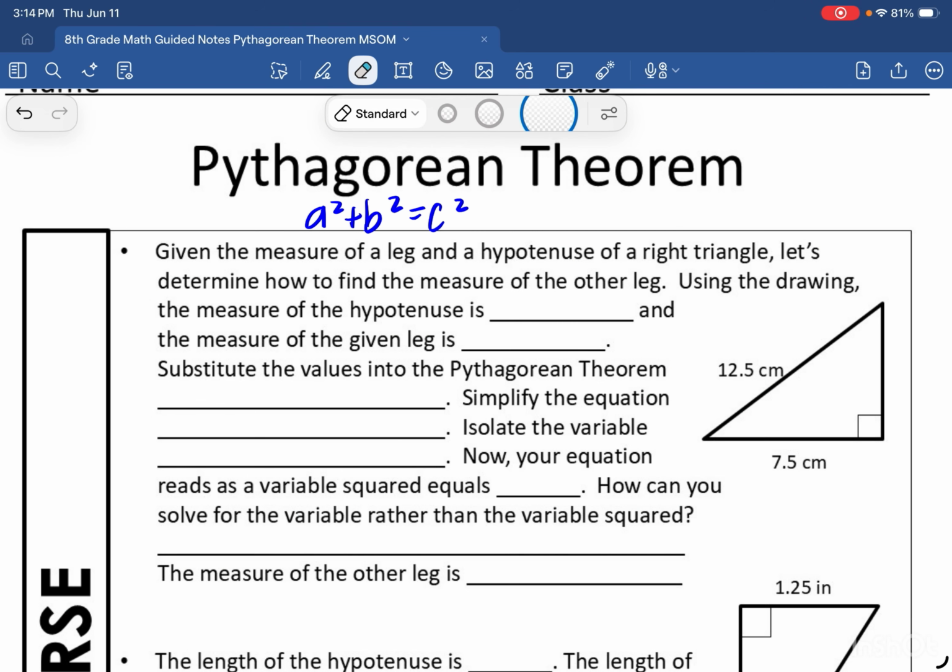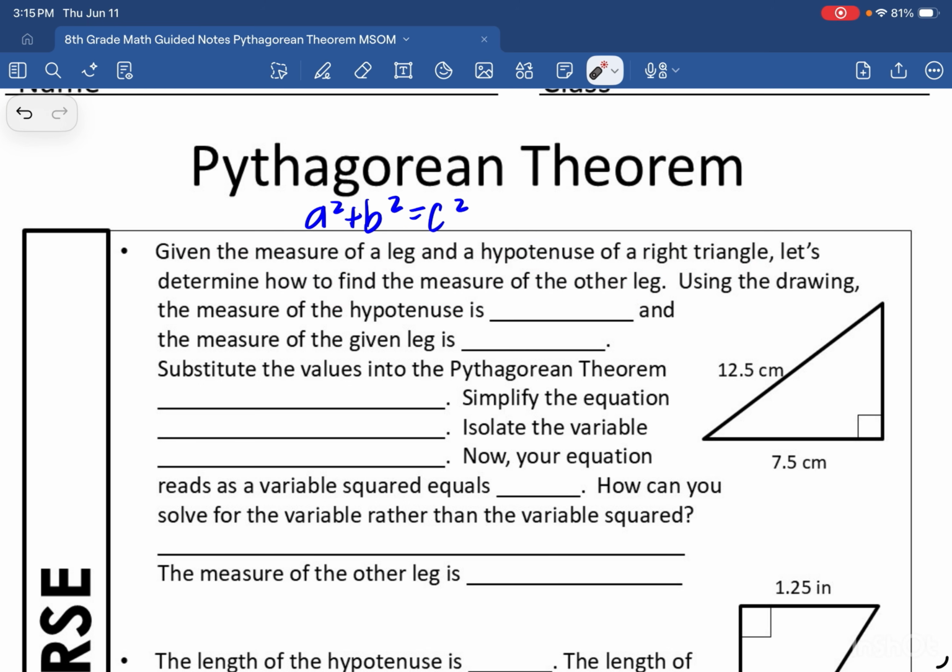Now we're going to talk about the converse of the Pythagorean theorem. The converse means if I'm given the hypotenuse of a right triangle and the length of one of the legs of a right triangle, then I can figure out the length of the other leg. Given the measure of a leg and a hypotenuse of a right triangle, let us determine how to find the measure of the other leg.